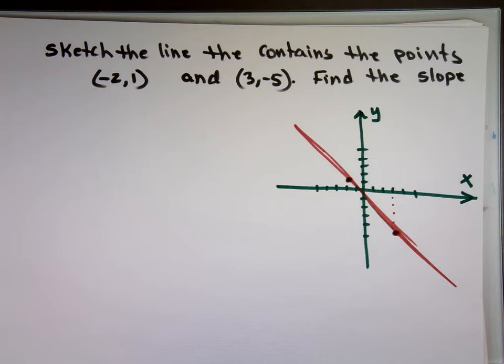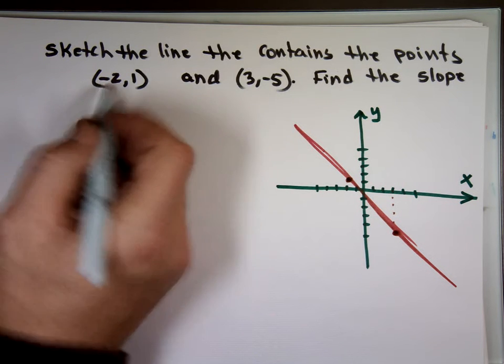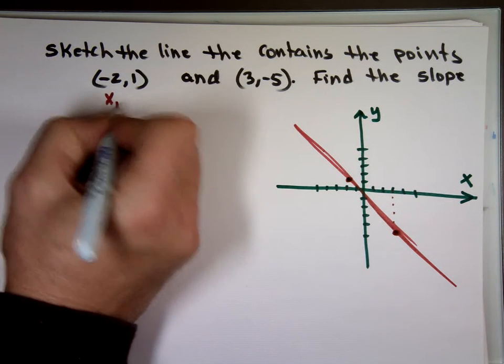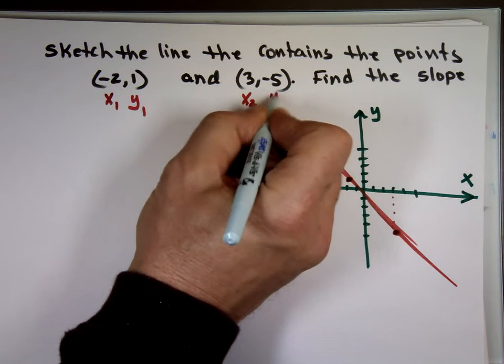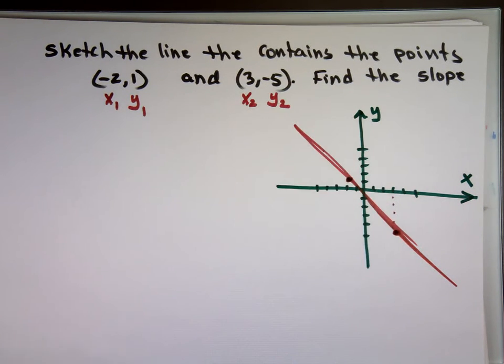Is my slope going to be positive or negative? What do you think? Negative. Negative. Let's see if the math agrees with us. Since that's the first point, I'll call it x1 and y1. This is x2 and y2. Again, I could have reversed them and I'll be fine.